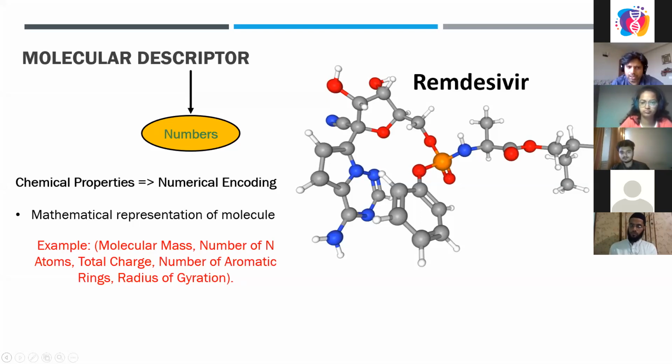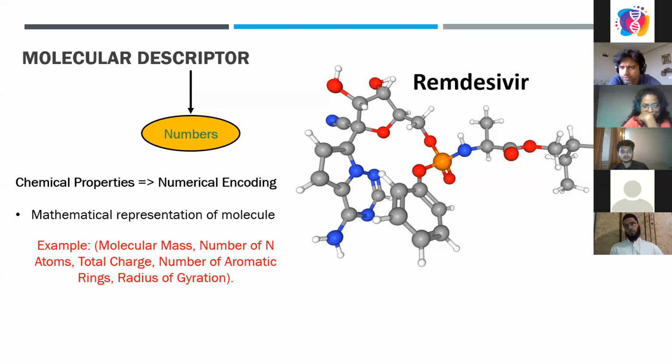For example, molecular mass, number of nitrogen atoms, total charge, number of aromatic rings, radius of gyration, and so on and so forth. This list can go on for very long, and all these numbers collectively can represent the molecule remdesivir. You need not worry about remdesivir itself, you just see the numbers. And of course, when we are dealing with a mathematical equation, we just deal with the numbers. So we get the molecule, and from the molecule we get these numbers.